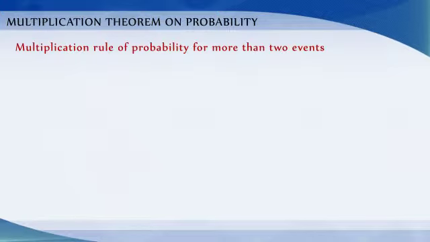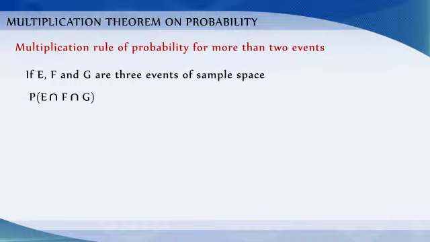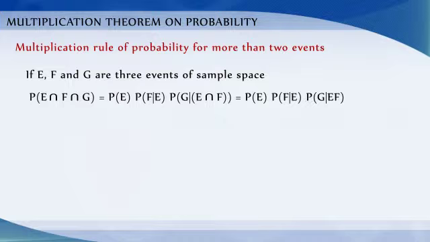Multiplication rule of probability for more than two events. If E, F and G are three events of sample space, we have probability of E intersection F intersection G is equal to probability of E into probability of F given E into probability of G given E intersection F, which is equal to probability of E into probability of F given E into probability of G given EF.